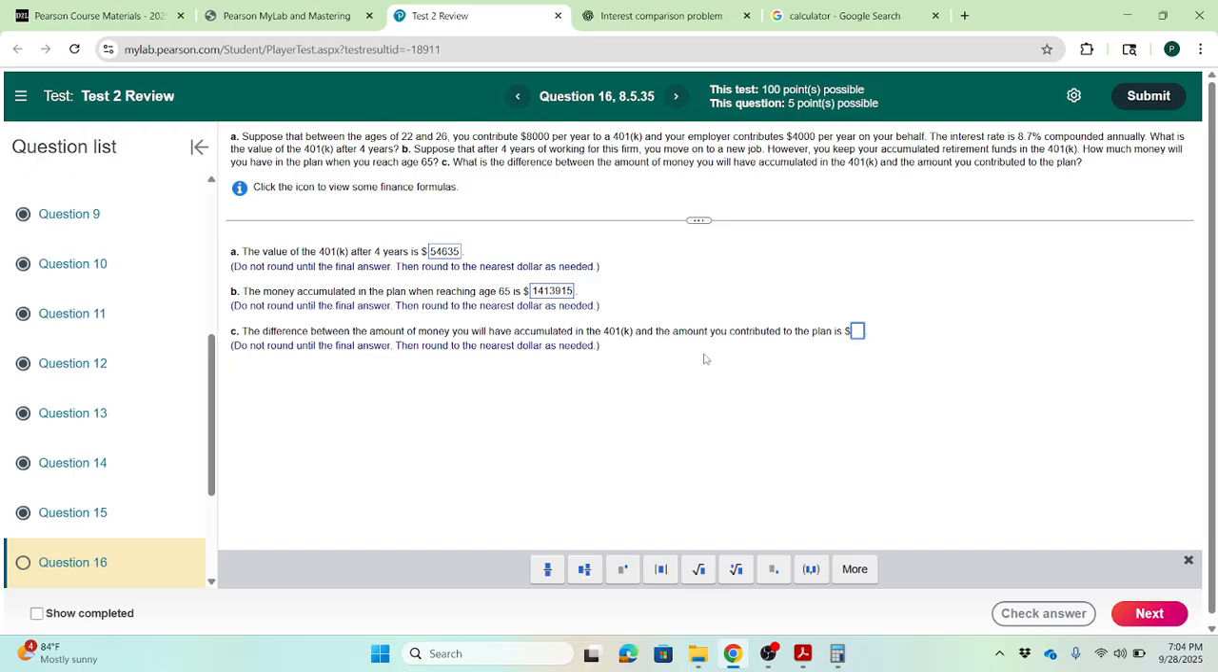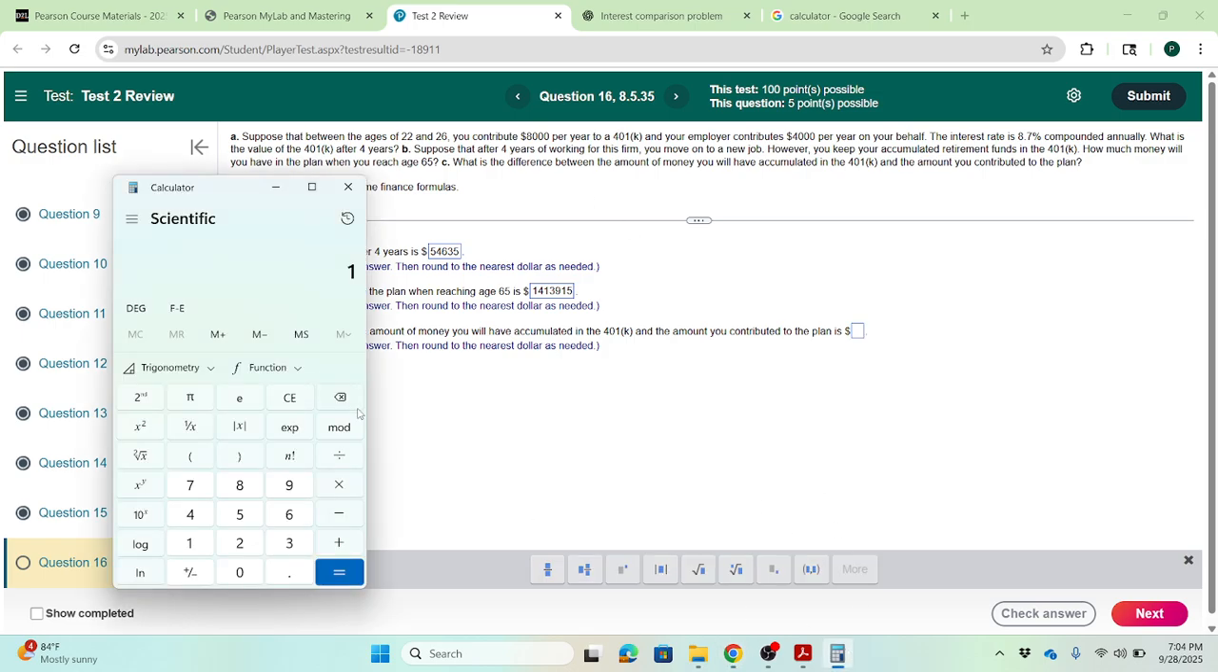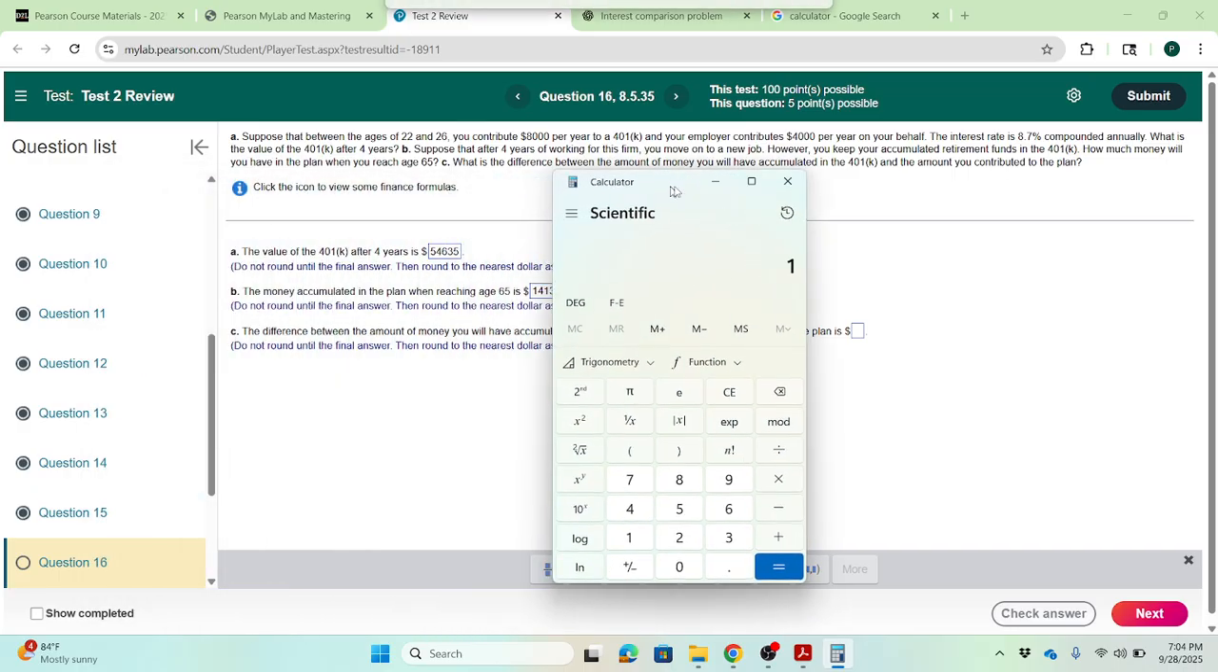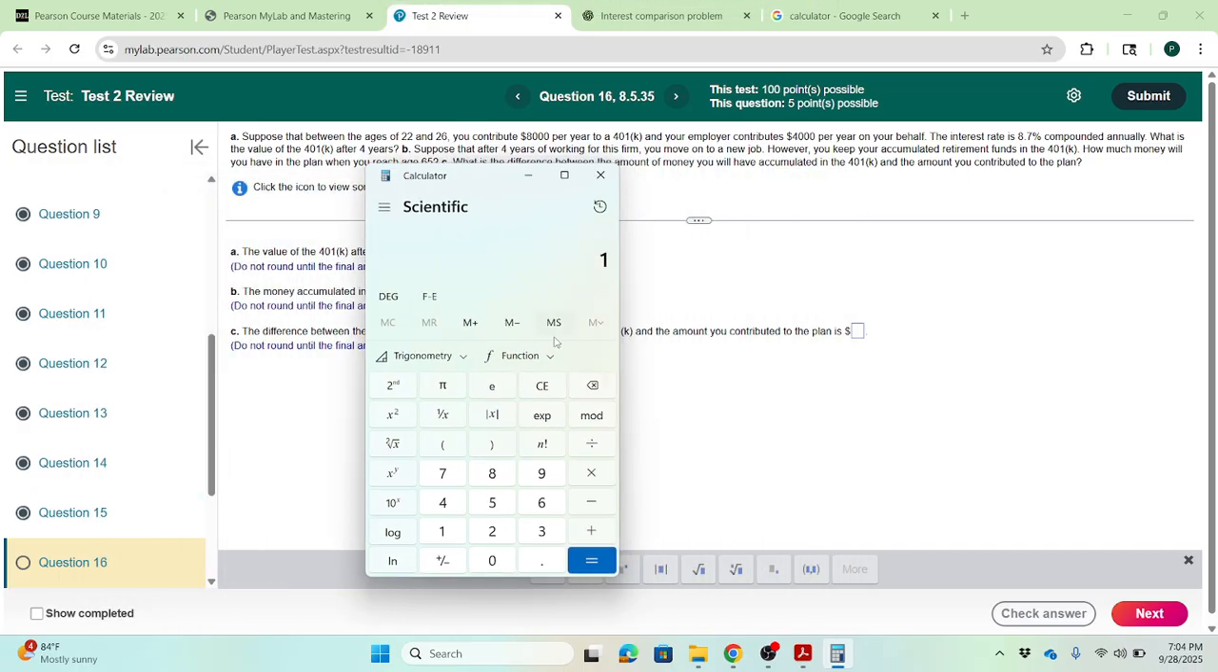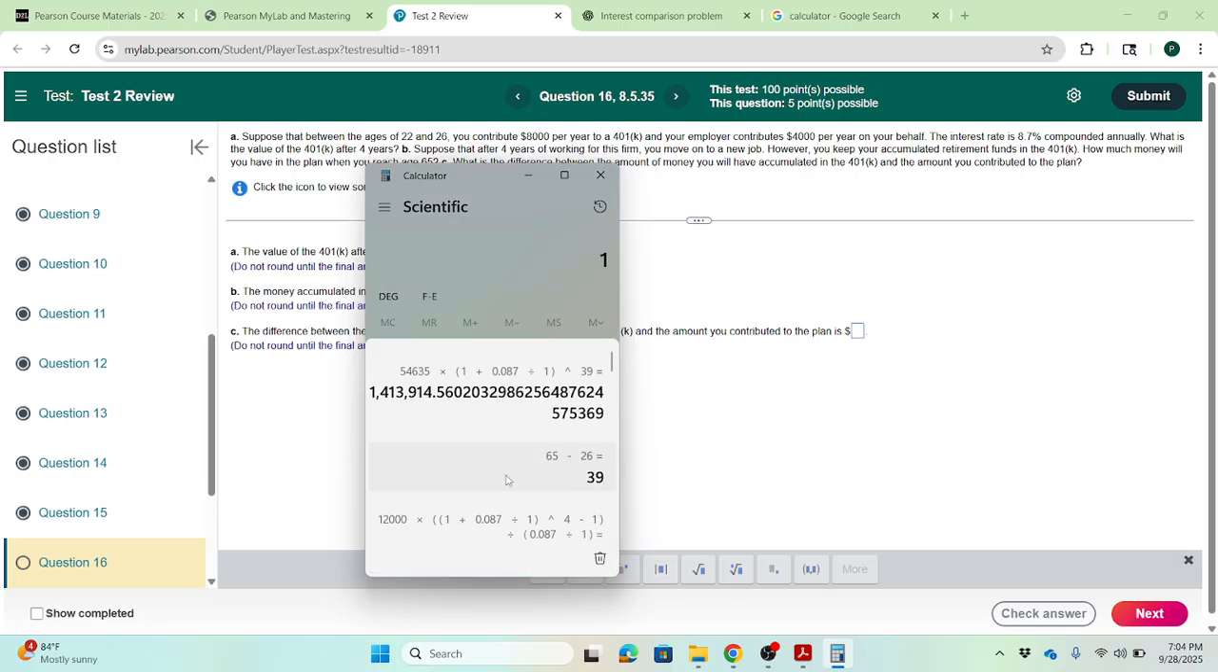Okay, this is a little bit confusing. If they are thinking of your contribution, 8,000 bucks per year for 4 years, which is 32,000 only, or 4,000 bucks additional, which is 12,000 times 4 years, 48,000. I'm going with the 48,000 because the employer is also part of it. So I'm going to subtract.